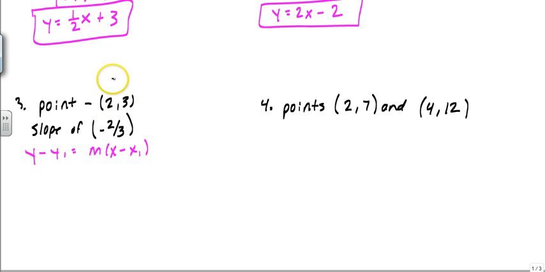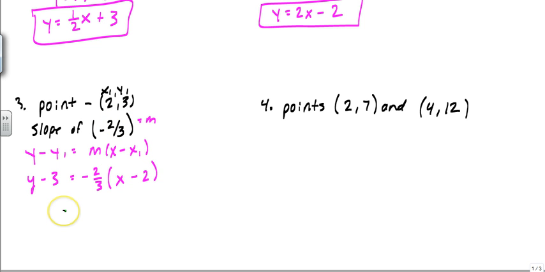My point is (2, 3), so this is really my x sub 1 and my y sub 1. And the slope is actually my m. So let's just plug all these numbers in. So y minus y sub 1, which is 3, equals m, which is negative 2/3, times x minus x sub 1, which is 2.